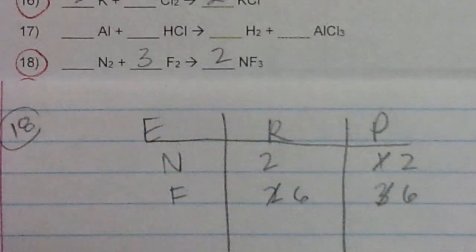Now I just need to balance my fluorine. In order to make 6 reactant fluorine, I need the coefficient 3 in front of the F2, and now the equation is balanced.